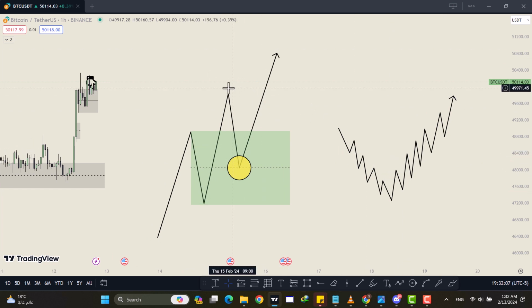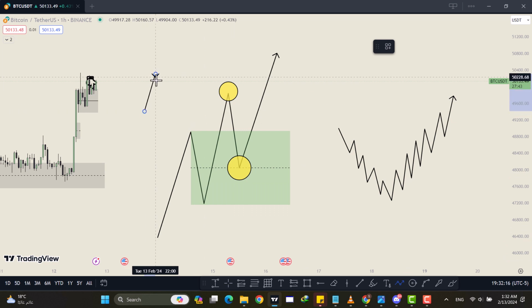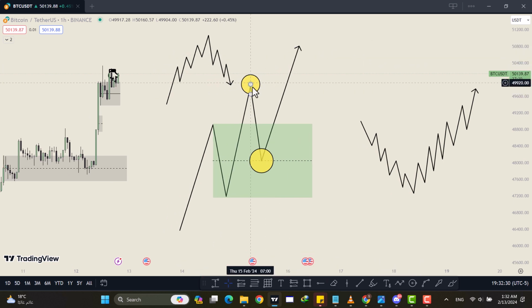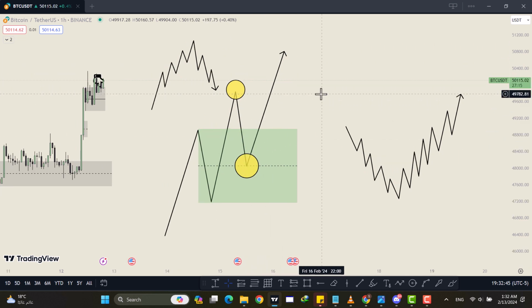Now, what if we take a look at this high right here? It will be something like this on the lower time frames. The same pattern, the same market structure will repeat itself on all time frames. Right? I can't make it simpler than this. This is the easiest form of market structure.